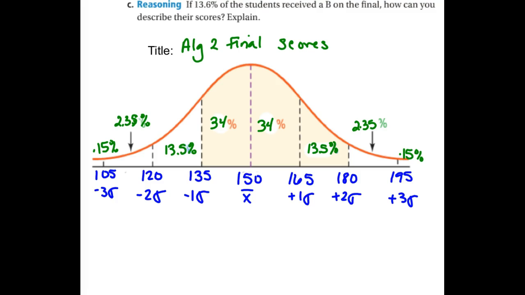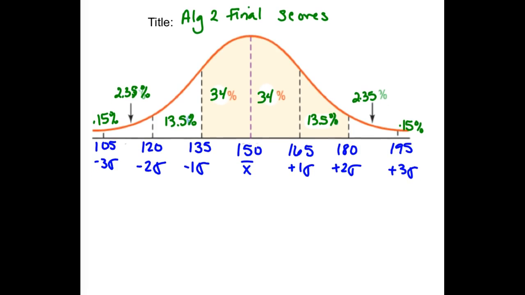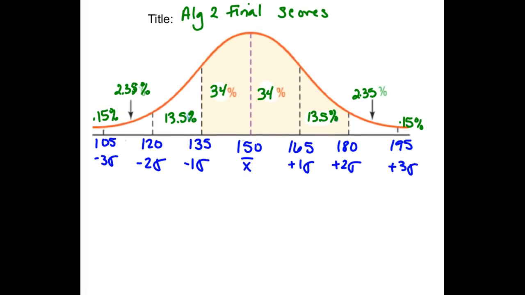All right, checking your numbers. I did title this one Algebra 2 Final Scores. We've got our percents broken down in the green ink, and at the bottom we have our intervals, okay, for test scores. I've also labeled each one as to which standard deviation increment it is at. Okay? So the first question said, what percentage of students who took the test scored above 180?